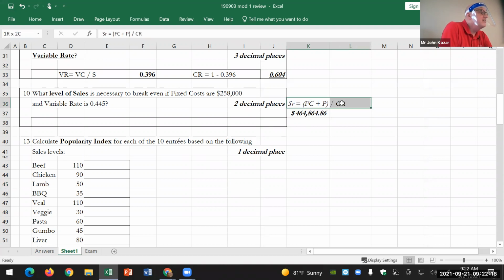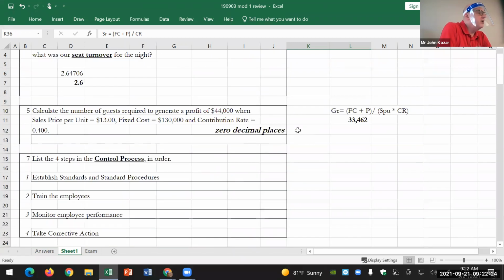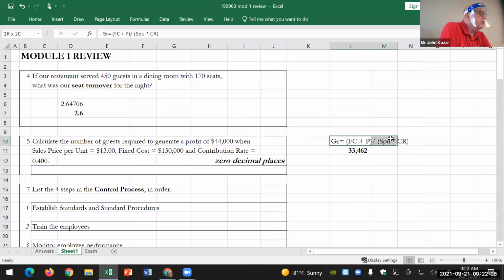So this is an important formula in there, sales required. And then above also the guest required. And I'm going to post this up on Moodle. The lecture will be up there as well as this document.